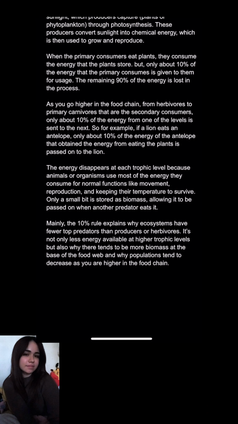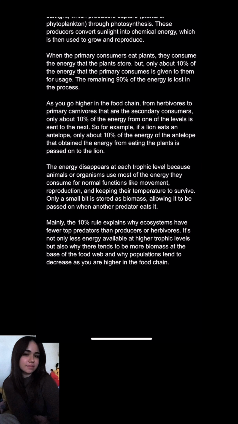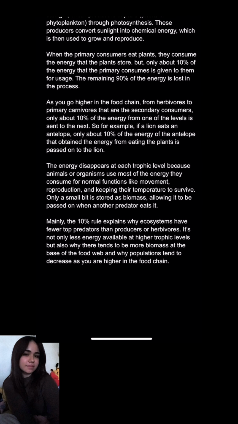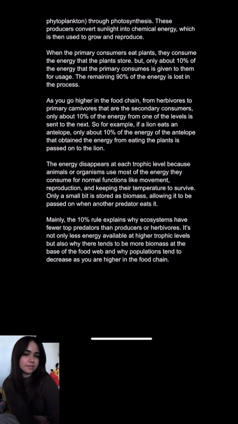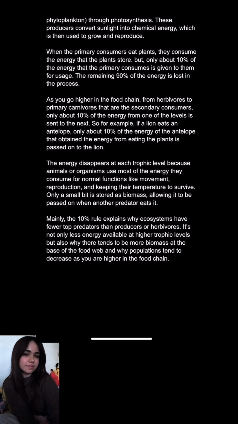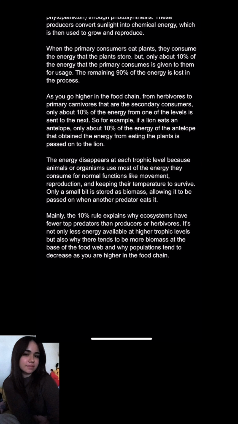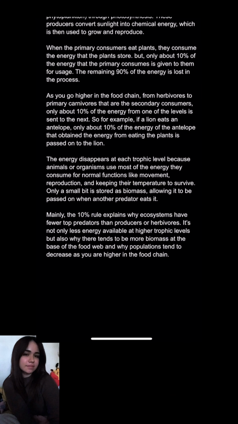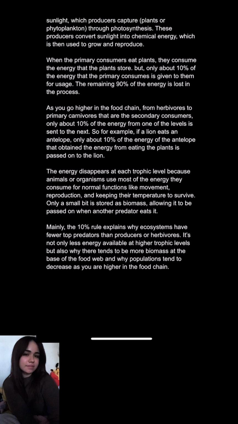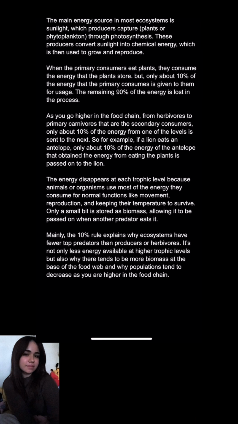Mainly, the 10% rule explains why ecosystems have fewer top predators than producers or herbivores. It's not only that there is less energy available at higher trophic levels, but also why there tends to be more biomass at the base of the food web, and why populations tend to decrease as you go higher in the food chain.